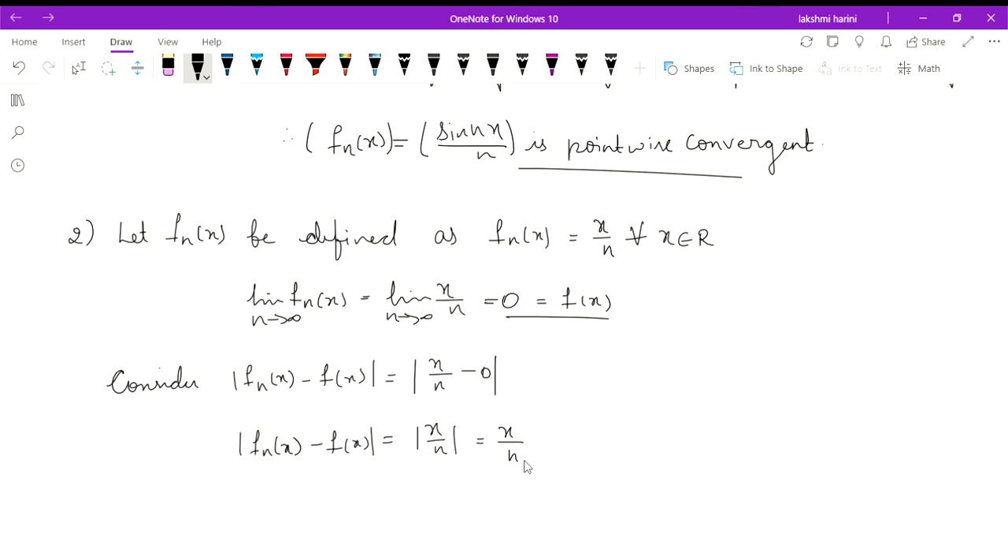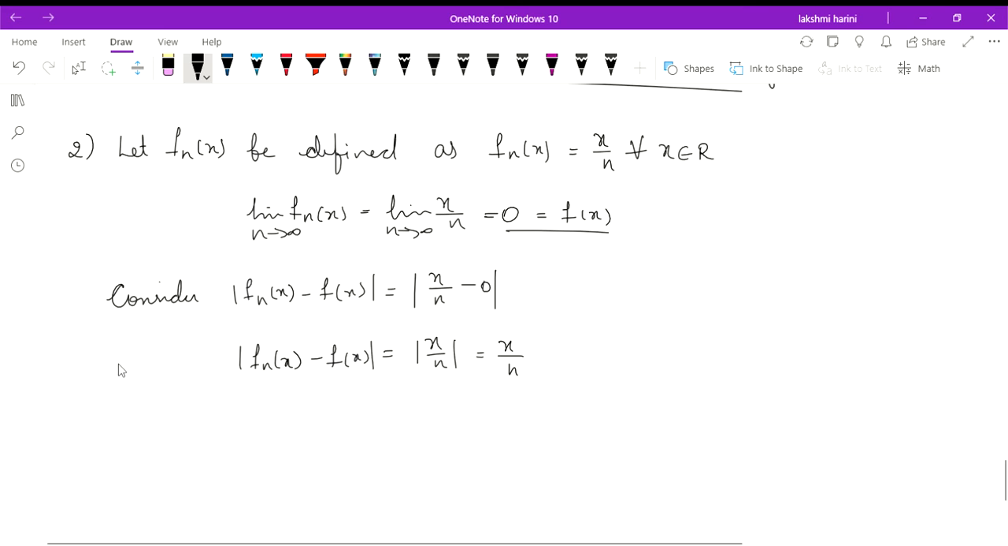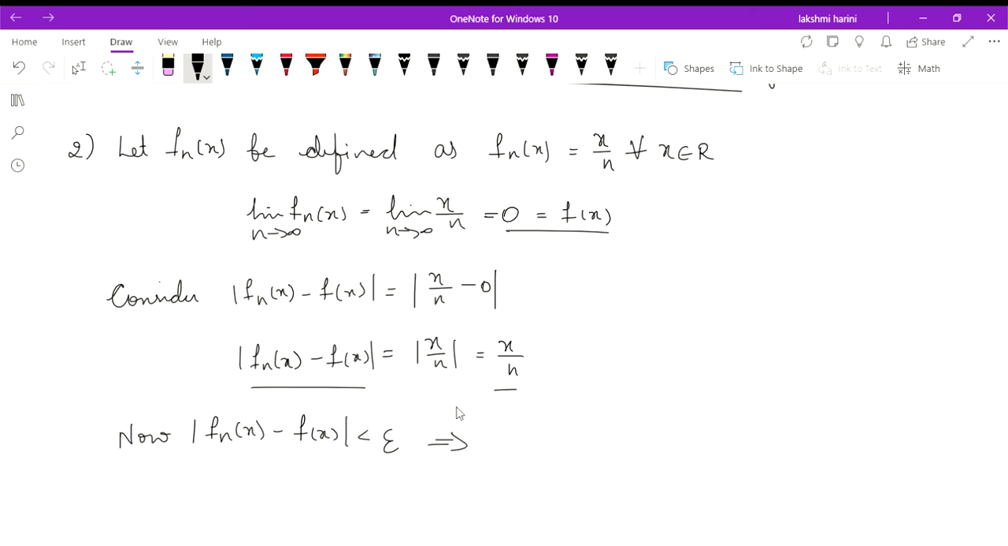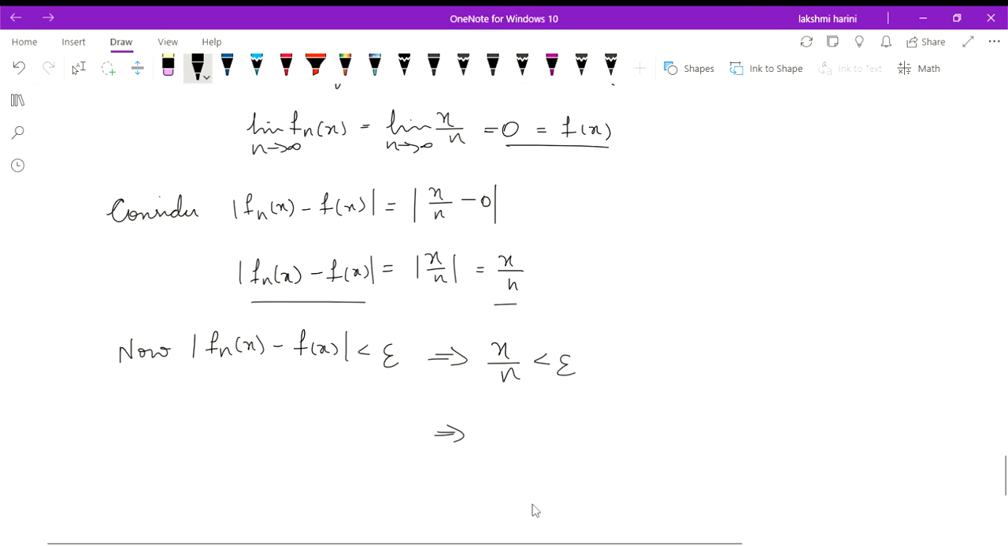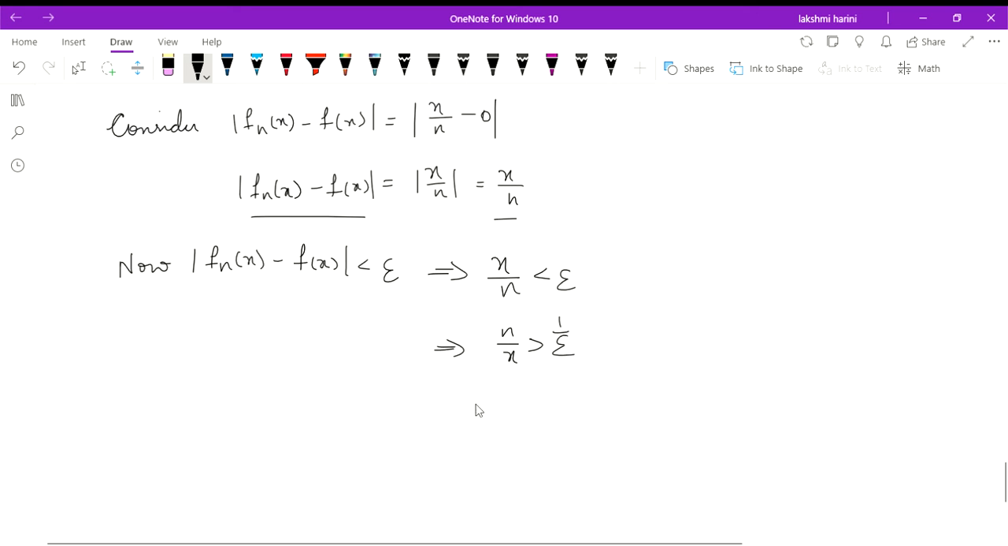Okay. So now what we have to do? Now mod fn of x minus f of x is less than epsilon. This implies, now what is mod fn of x minus f of x? It is x by n. X by n is less than epsilon. This implies, now find the value of n. So when you are finding the value of n, we write this as n by x is greater than 1 by epsilon. Okay, now this implies n is greater than x by epsilon.